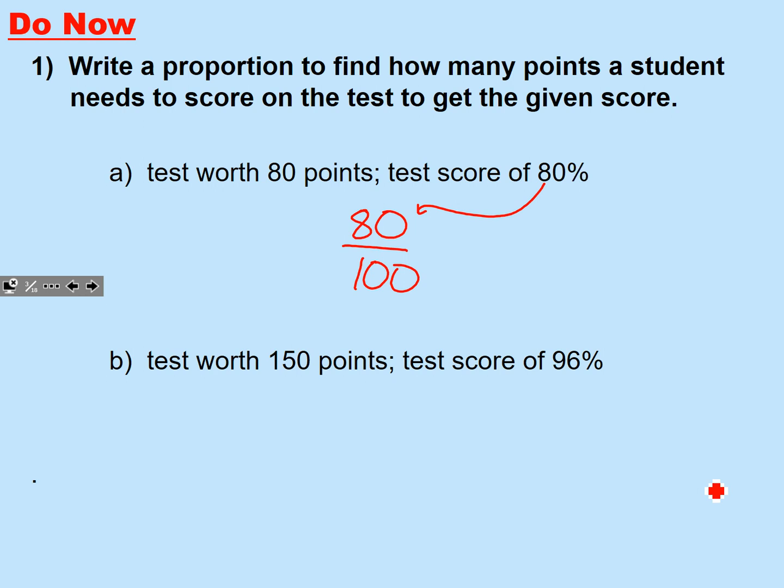So how would you write a proportion to figure out how many points you get out of 80 to get 80%? Well, if there are 80 problems in the test, we have blank over 80 equals 80 over 100. I know this particular problem is confusing because there are two 80s, but 80% means 80 out of 100. And since the test is worth 80 points, it's out of 80, so you put x over 80.